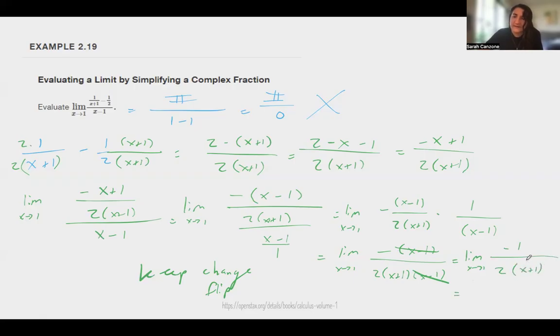And we can try plugging it in, making sure it works. So we'll plug 1 in. Well, when we plug 1 into the numerator, nothing happens. Over 2 times 1 plus 1. So 1 plus 1 is 2. 2 times 2 is 4. So we get negative 1/4 as our answer here, which is in fact not dividing by 0 again.